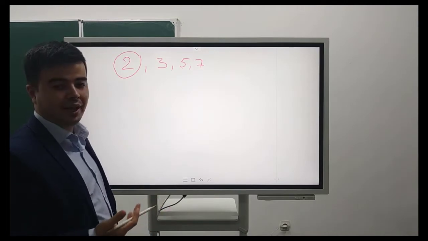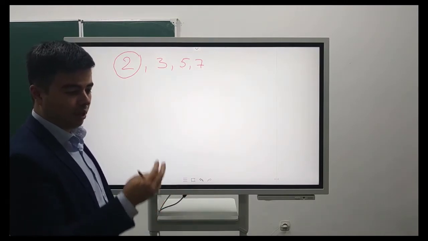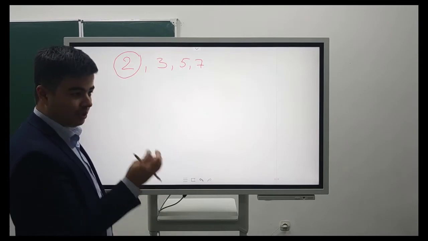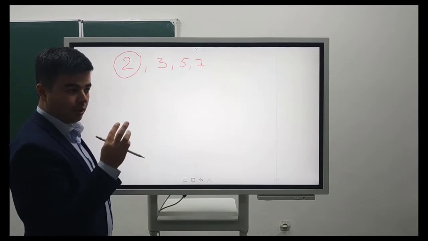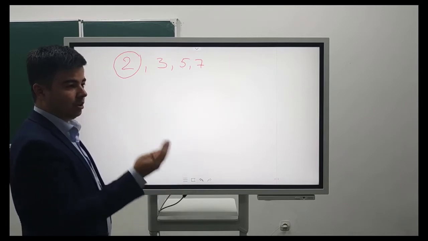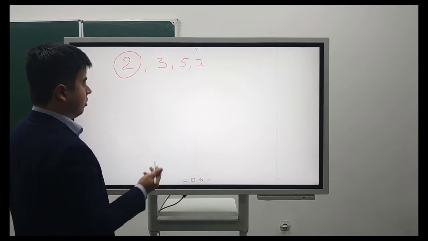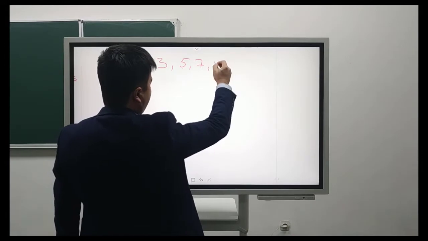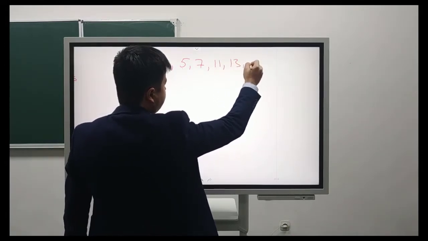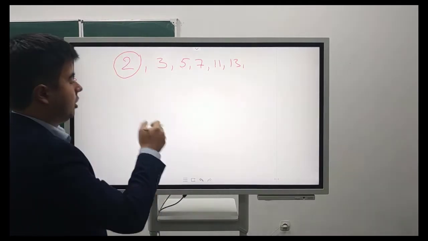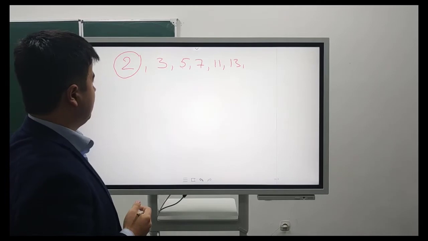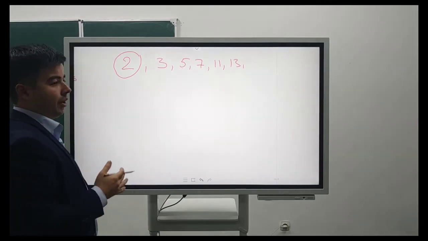Here we have 3, 5, 7, and the next one. We cannot take 9 because 9 is divisible by 1, by 3, and by 9. So it has 3 divisors. That's why we cannot take 9 as a prime number. So the next one is 11, the next one is 13, etc. You can continue this sequence of numbers. They are prime numbers.